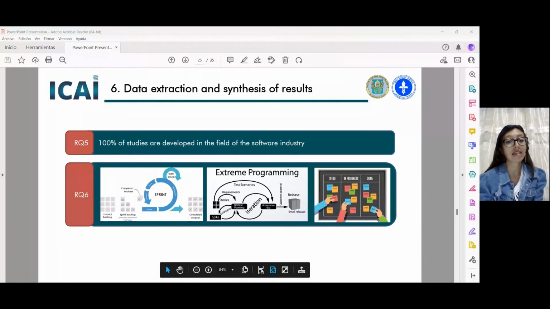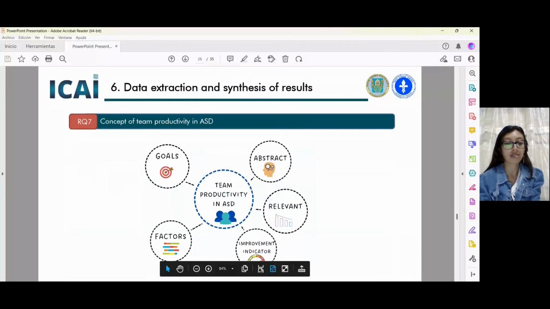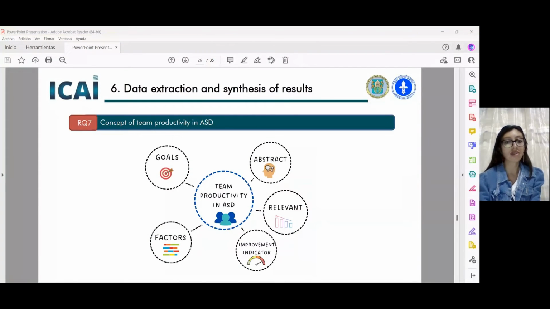The next one, the context of team productivity conception in ASD. All the articles come from studies developed in the field of the software industry. And number six, the methods of agile software development that are contemplated in the primary studies were Scrum, Extreme Programming, and Kanban. Number seven, the question about the concept of team productivity in ASD. It is an abstract concept. Its meaning is still being studied and is under construction.